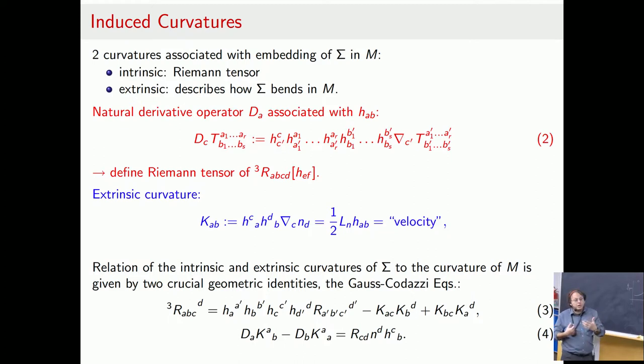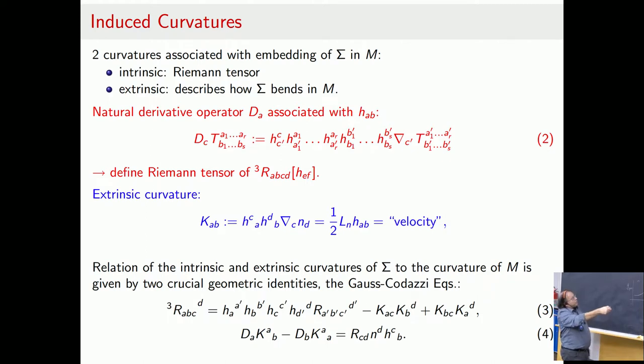And so now we need these two types of curvature to describe a hypersurface. We can define a natural derivative operator, usually written with a round D, which is associated with the metric h. It is just basically taking the covariant four-dimensional derivative and projecting all the indices down to your three-dimensional manifold. That looks complicated, but it's a very simple construction to give you the Riemann tensor of this three-dimensional metric h. And then there's the extrinsic curvature, usually called K.